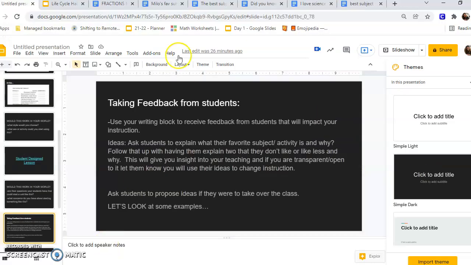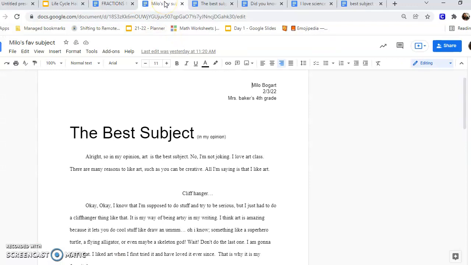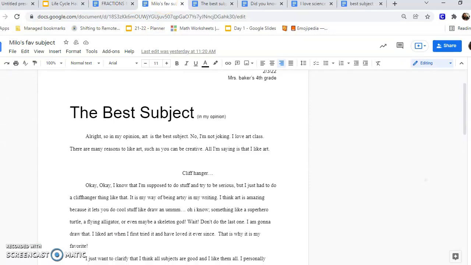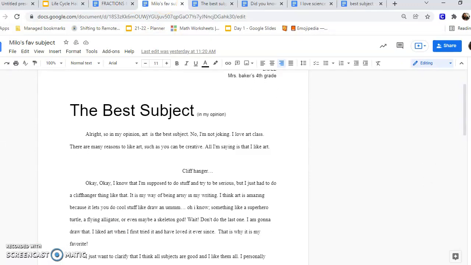So let's take a look at some examples. When we look at this particular student who wrote their paper, they're writing in a really non-traditional format. And one of the things that I love about it is they're actually writing about art, and they're talking about why they love art class. And so in this, he gets going and he says, cliffhanger. And he says, okay, I know I'm not supposed to do stuff like that, and I'm trying to be serious, but I just had to do a cliffhanger.